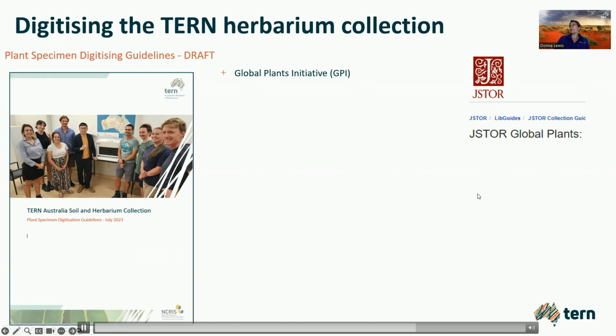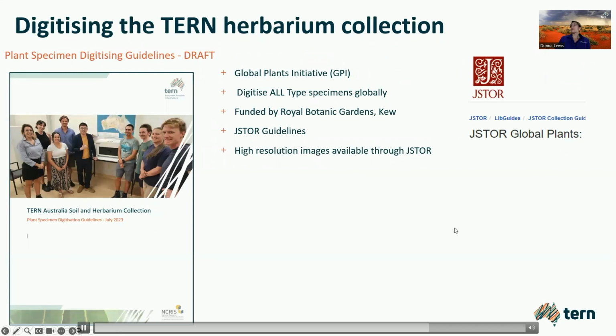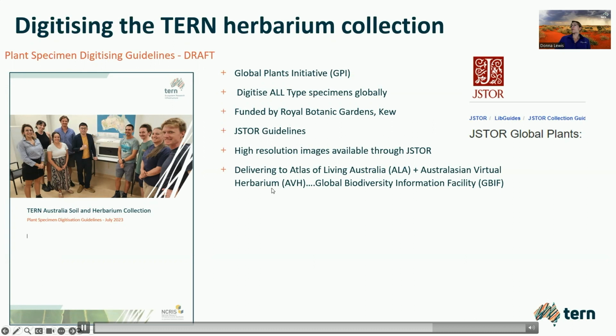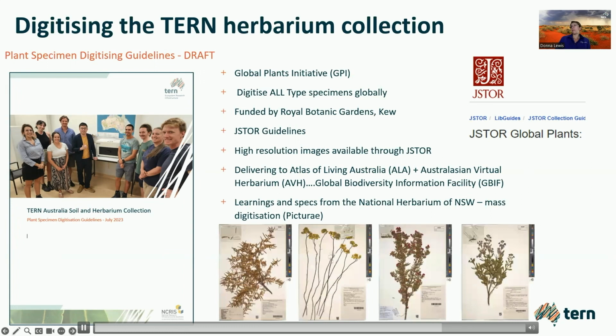Now, digitising plant specimens really started back as part of the Global Plants Initiative to digitise all type specimens globally. It was funded by the Royal Botanic Gardens Kew, and the guidelines were developed to ensure consistency. So the images were high-resolution images, and Australian Herbaria was supported throughout this whole process and provided Leaf Aptus cameras, and are now delivering it to platforms such as the ALA, the AVH, and GBIF.